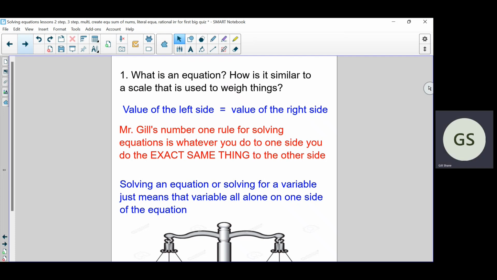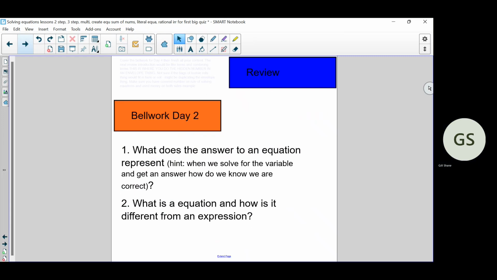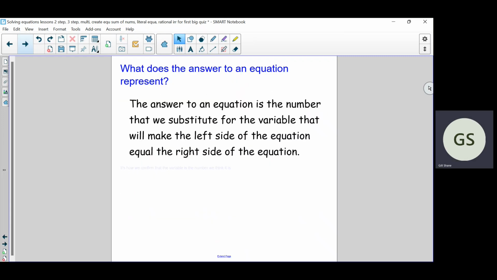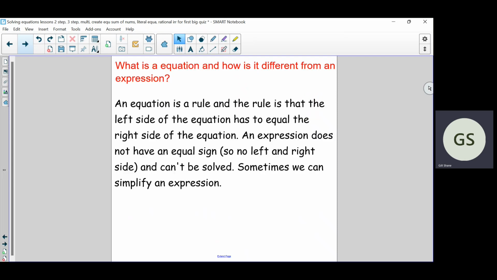So again, keep in mind as we're going through and solving these things, an equation just means the value of the left has to equal the value of the right. Because we have to say that the value of the left equals the value of the right, anytime we change one side, we have to do the exact same thing to the other side so that we keep it in balance. And then all solving really means is getting the variable all by itself on one side. Let's see, and we're going to get to the book pages in a second. Not worry about that just yet.